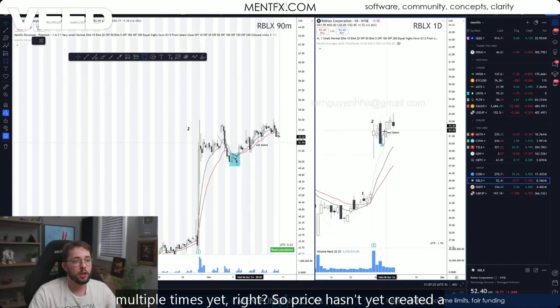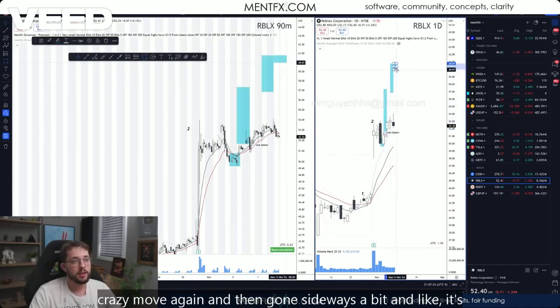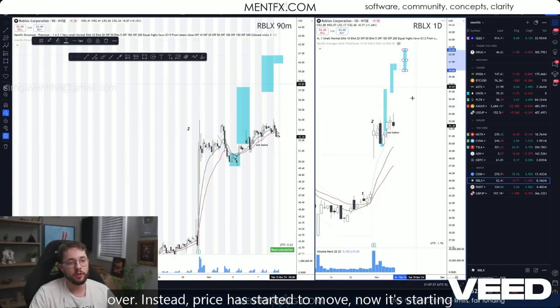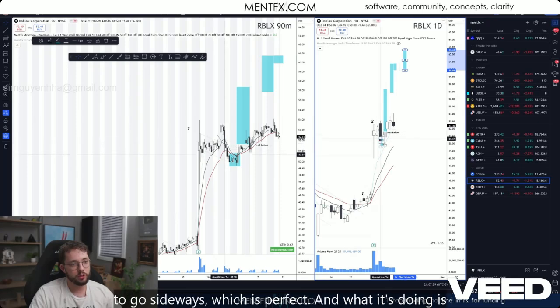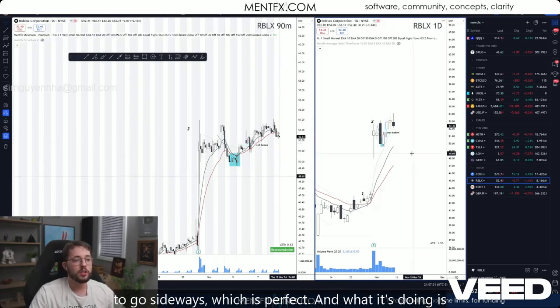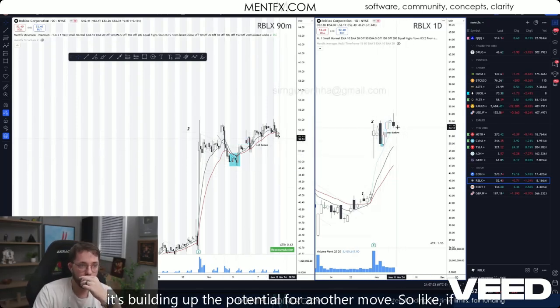So price hasn't yet created a crazy move and then gone sideways a bit, like it's over. Instead, price has started to move. Now it's starting to go sideways, which is perfect. And what it's doing is building up the potential for another move.